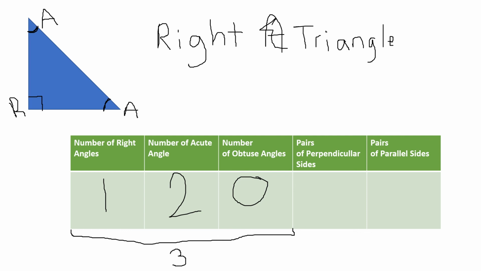Pairs of perpendicular sides. If we have a right angle, we're going to have perpendicular sides. So this side right here is perpendicular to this side right here. So we have 1 pair of perpendicular sides. Parallel sides. This side is not parallel to the opposite side. And this side is not parallel to the opposite side. They intersect. So we have 0 pairs of parallel sides.